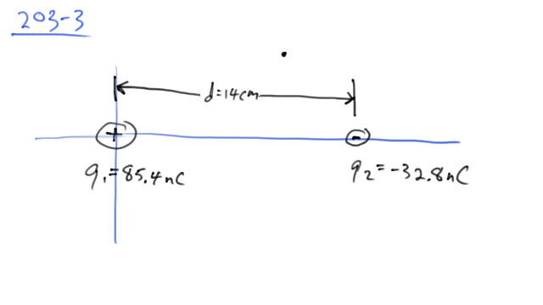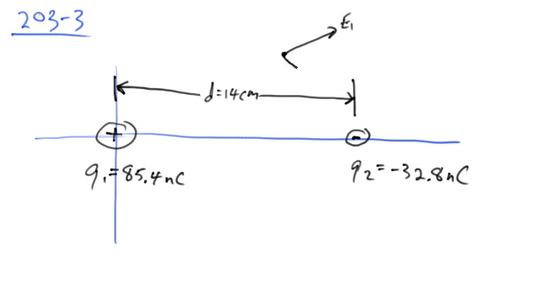Here's the idea on problem 203, number 3. We're looking for a point in space such that the electric field due to charge particle Q1, I'll call that E1, plus the electric field due to charge particle Q2, I'll call that E2, which is going to be directed toward the negatively charged particle, the two vector contributions add up to 0.